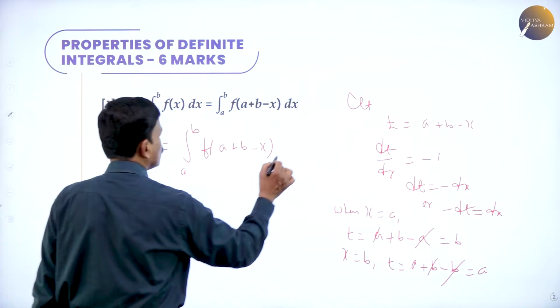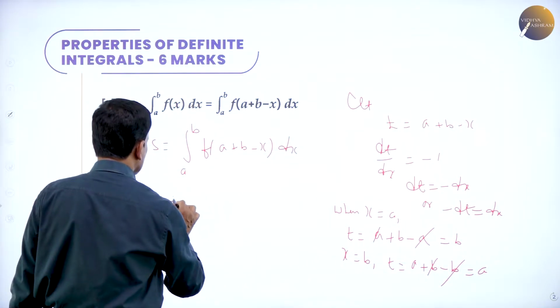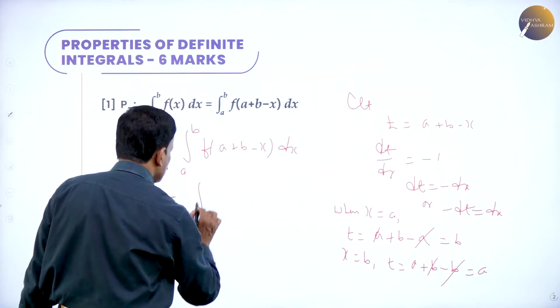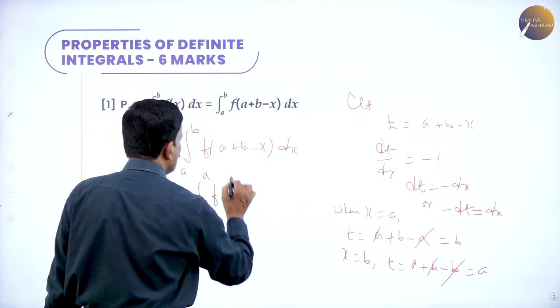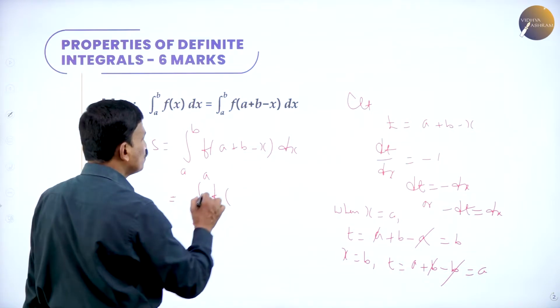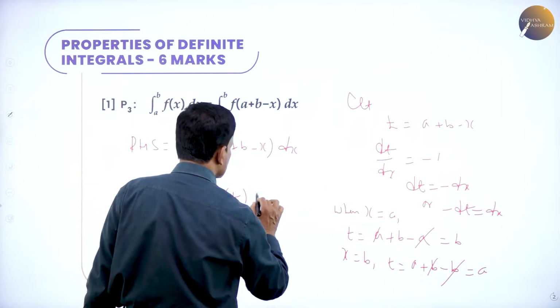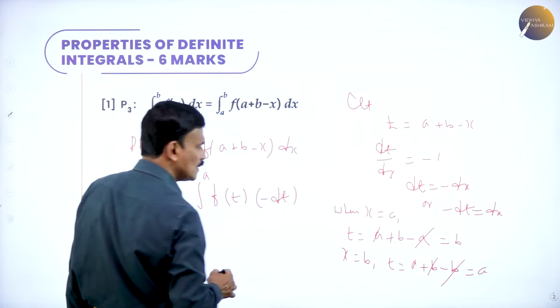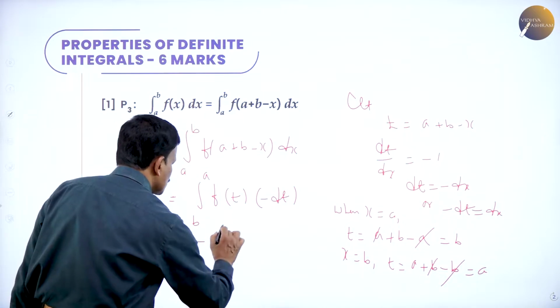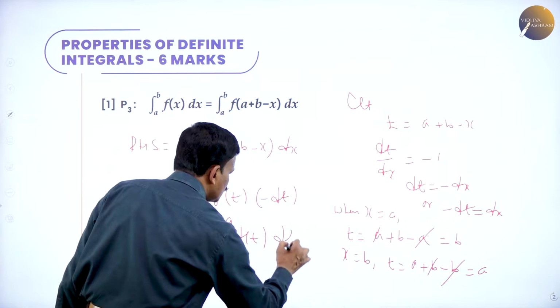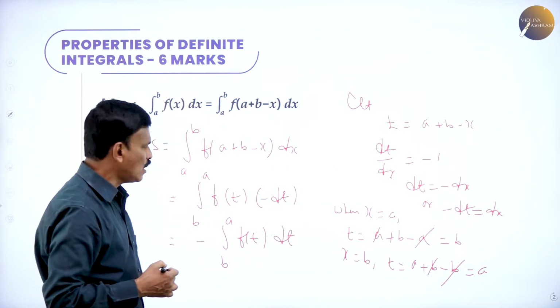Now, this is dx. Now the given integral becomes a to b, which is converted into b to a, f of, what is the substitution we have taken? a plus b minus x is equal to t, f of t. And what is dx? dx is equal to minus dt. Now, this can also be written as minus integral b to a f of t dt. Just take the negative sign out.